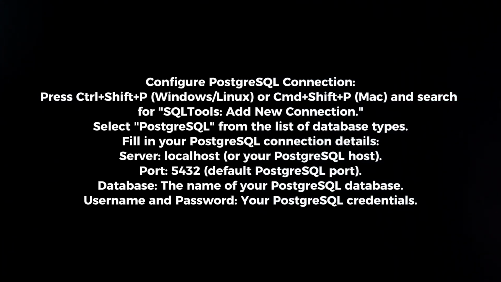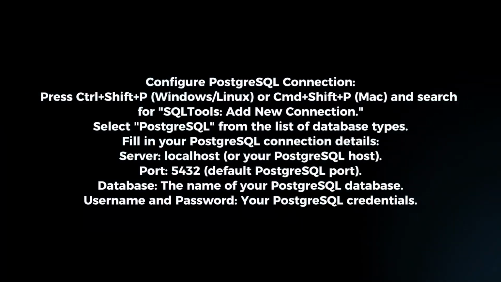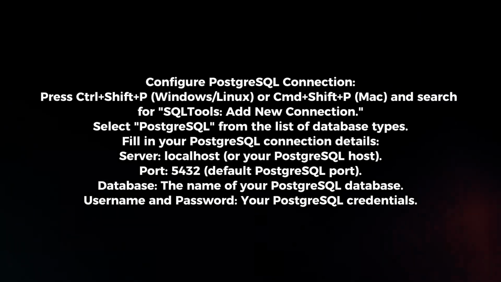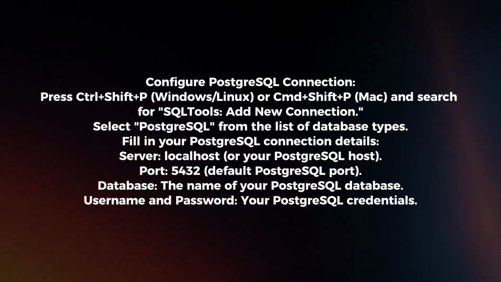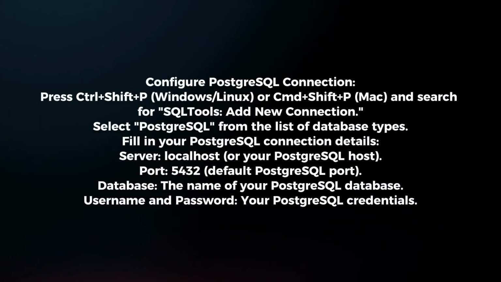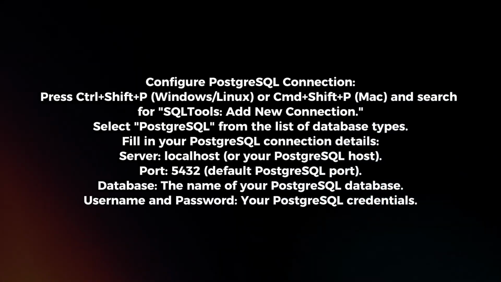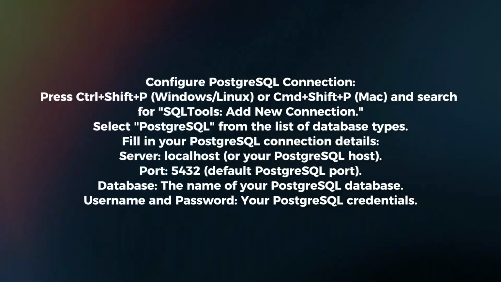Configure PostgreSQL connection. Press Ctrl+Shift+P or Command+Shift+P and search for SQLTools. Add new connection. Select PostgreSQL from the list of database types. Fill in your PostgreSQL connection details.